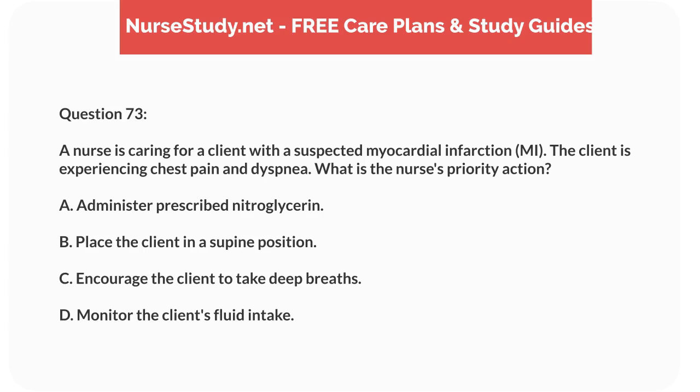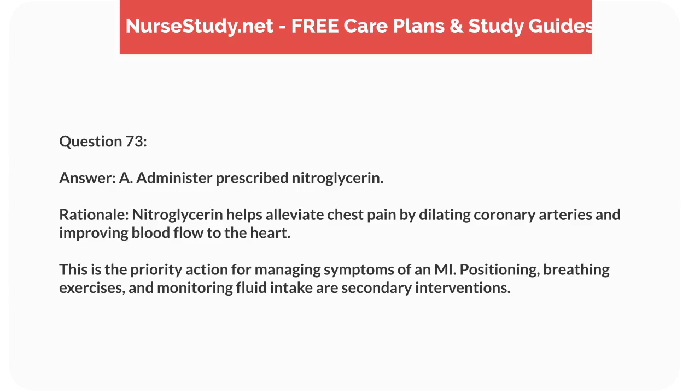Question 73. A nurse is caring for a client with a suspected myocardial infarction, MI. The client is experiencing chest pain and dyspnea. What is the nurse's priority action? A. Administer prescribed nitroglycerin. B. Place the client in a supine position. C. Encourage the client to take deep breaths. D. Monitor the client's fluid intake. Answer A. Administer prescribed nitroglycerin.